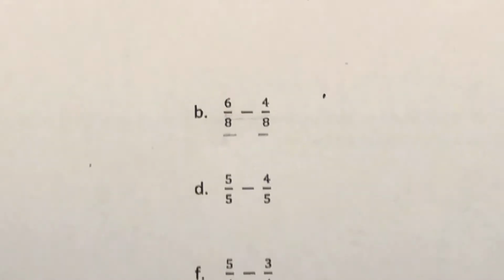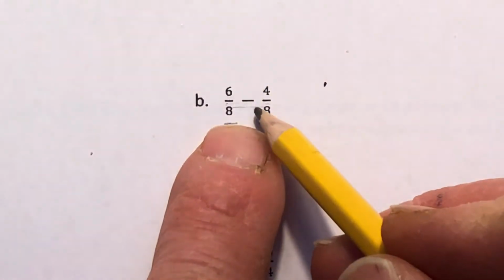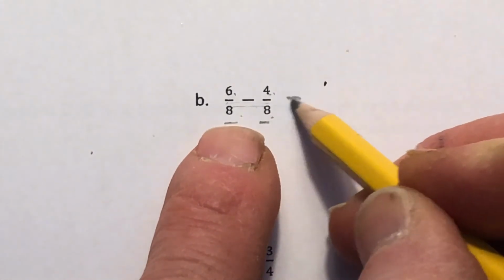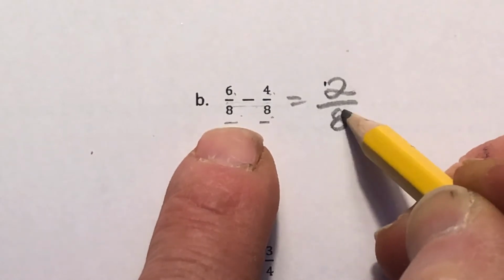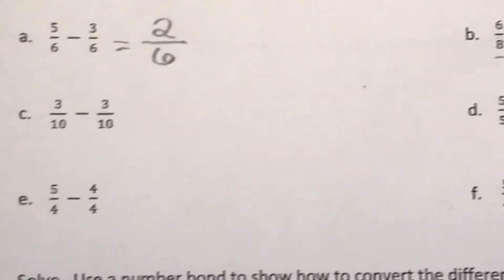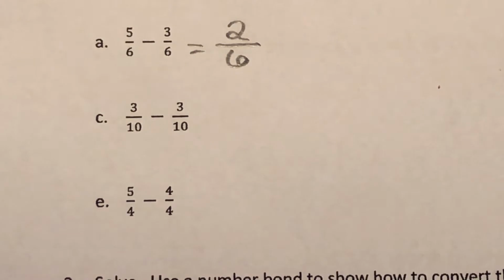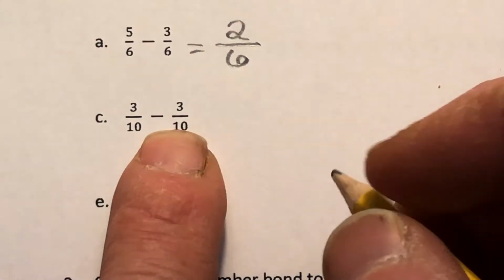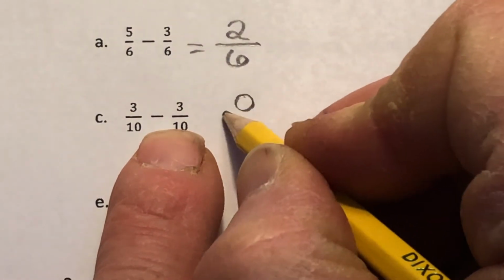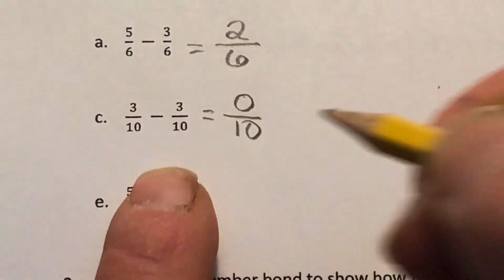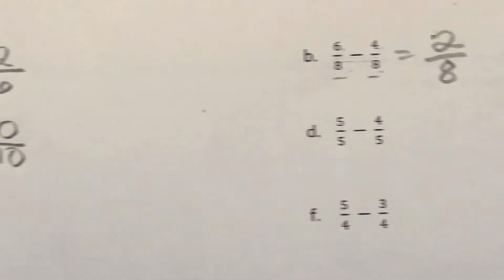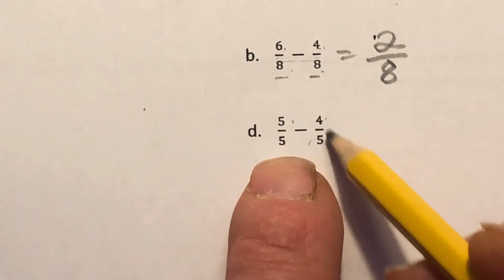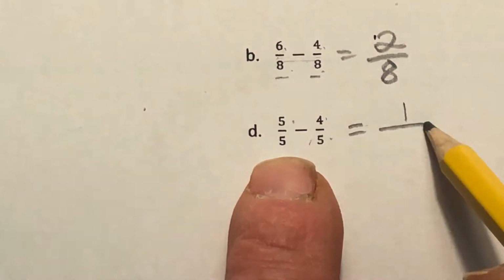Let's zoom in. 6/8 minus 4/8. So I have 6/8. I'm taking 4 of them away. That's 2/8, right? Let's check out this one. 3/10 minus 3/10. So I have 3 of these, and I take all of them away. How many tenths do I end up with? That's right, 0/10, or just 0, actually. 5/5 minus 4/5. So I have 5, I take 4 of them away. 1/5.